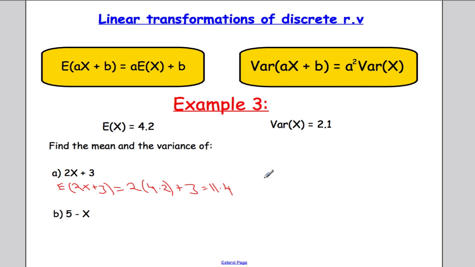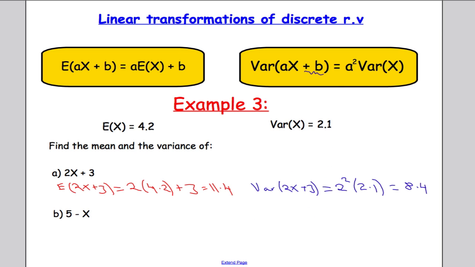And let's do the variance now. So the variance of 2x plus 3 will equal, we take whatever's in front of x and we square it. So it's going to be 2 squared times the variance of x, which is given as 2.1. 2 squared is 4, and 4 times 2.1 is 8.4. So the b part of the variance actually has no effect.